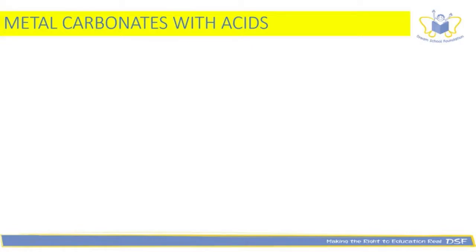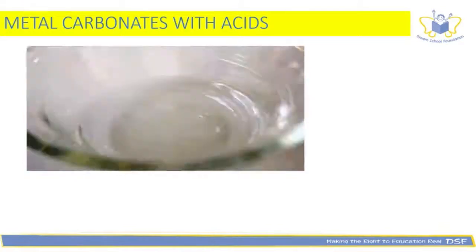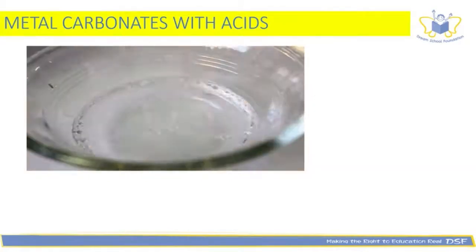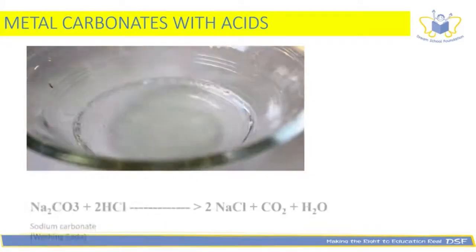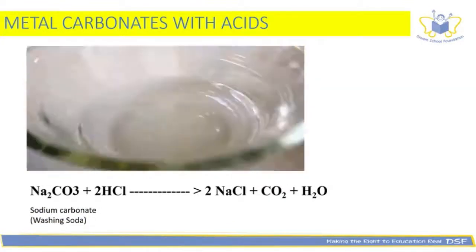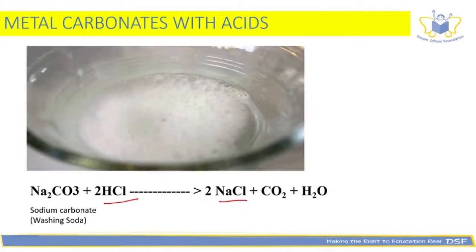Just like most metal oxides, metal carbonates are basic in nature too. So what will happen if a base and an acid react? Yes, a neutralization reaction occurs and salt and water are formed. Additionally, carbon dioxide is released here. When metal carbonates such as sodium carbonate and calcium carbonate interact with acids, they release carbon dioxide, which you can see here. Let us look at the example of sodium carbonate. Sodium carbonate, generally known as washing soda, reacts with an acid like HCl to give you NaCl or salt, carbon dioxide, and water.